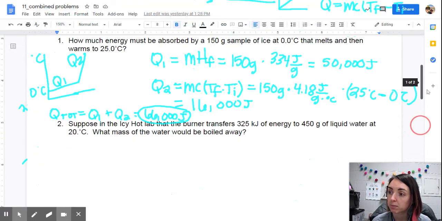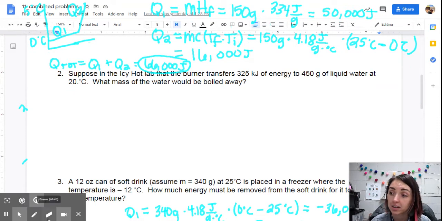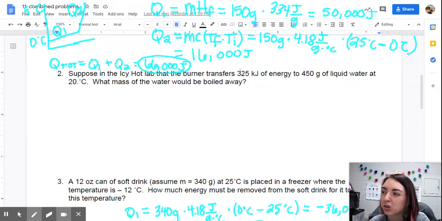And I'm going to start this one with you together. Because this one, we're going to have to put our algebra hats on. We're doing the same thing, but you're going to notice right away, it gives you Q. 325 kilojoules. First off, let's change that to joules. That's what I always like to do right away.